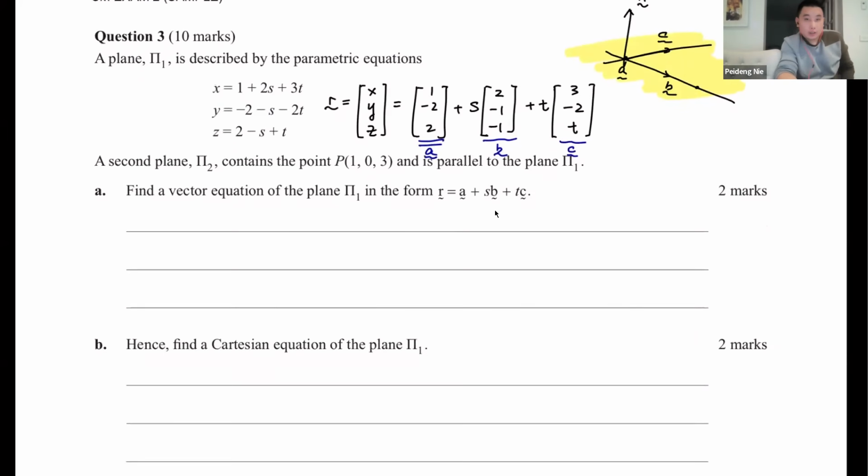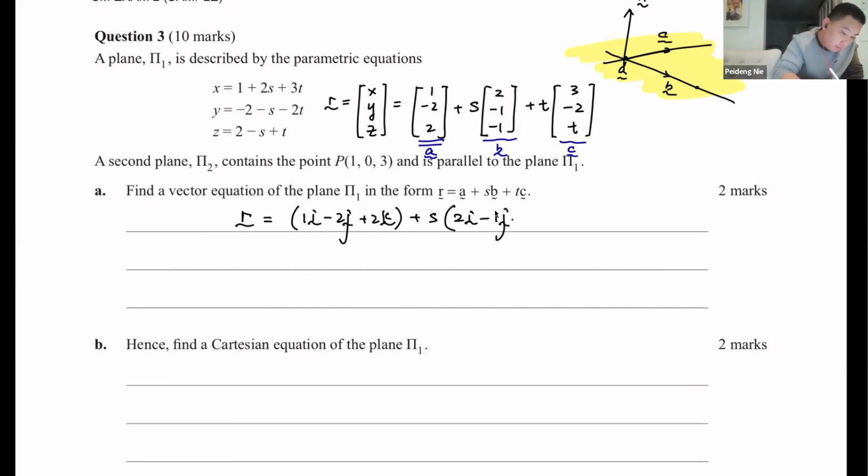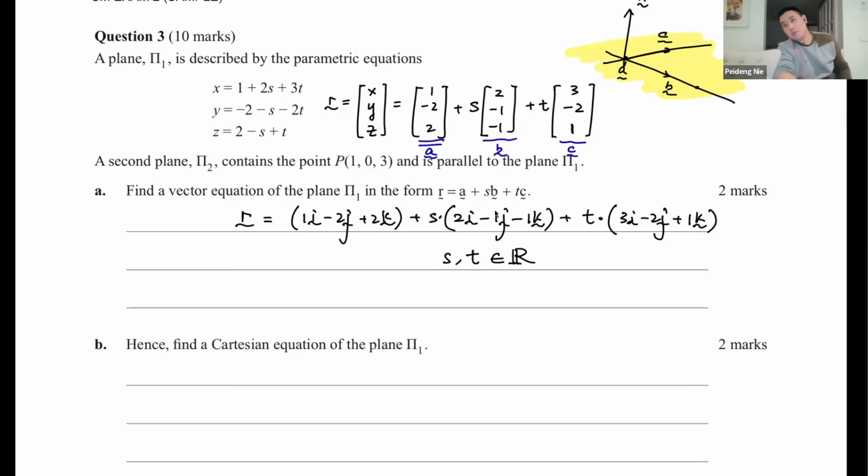All right, so the vector equation of pi1, let's write it as r equals 1i minus 2j plus 2k plus s lots of 2i minus 1j minus 1k plus t times 3i minus 2j. Actually, I transcribed this incorrectly. This will be 1, okay, rather than t, plus 1k, okay? Don't forget you need to mention s and t, they are any real numbers, okay? Not just positive real numbers or 0.